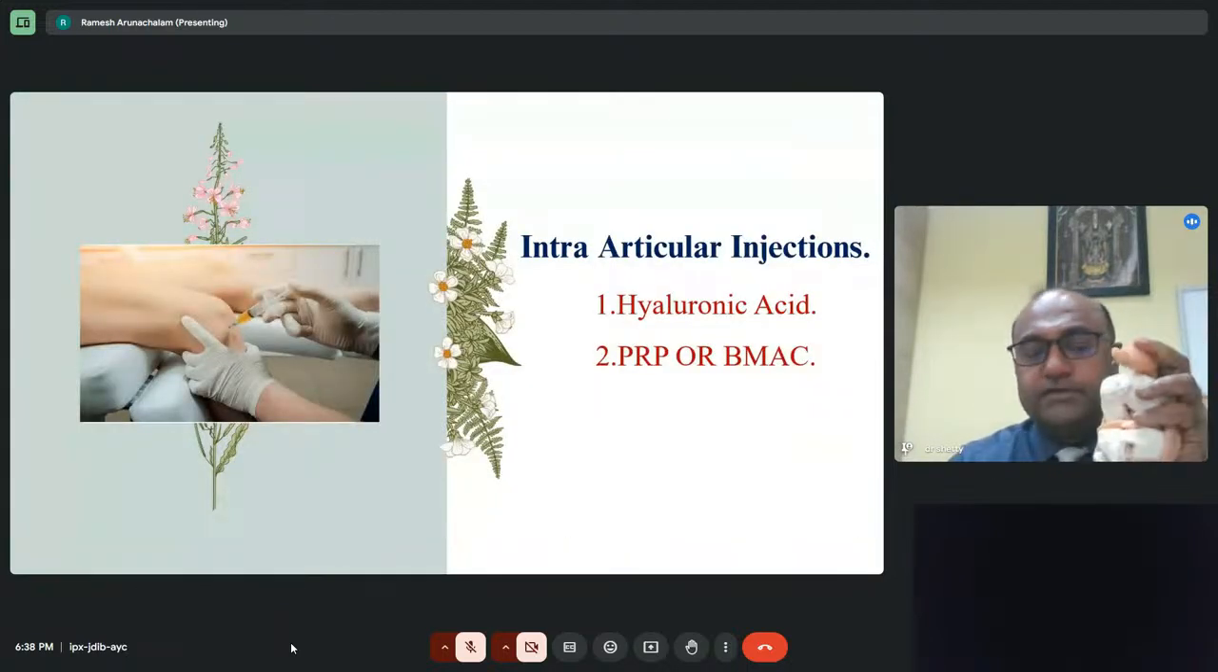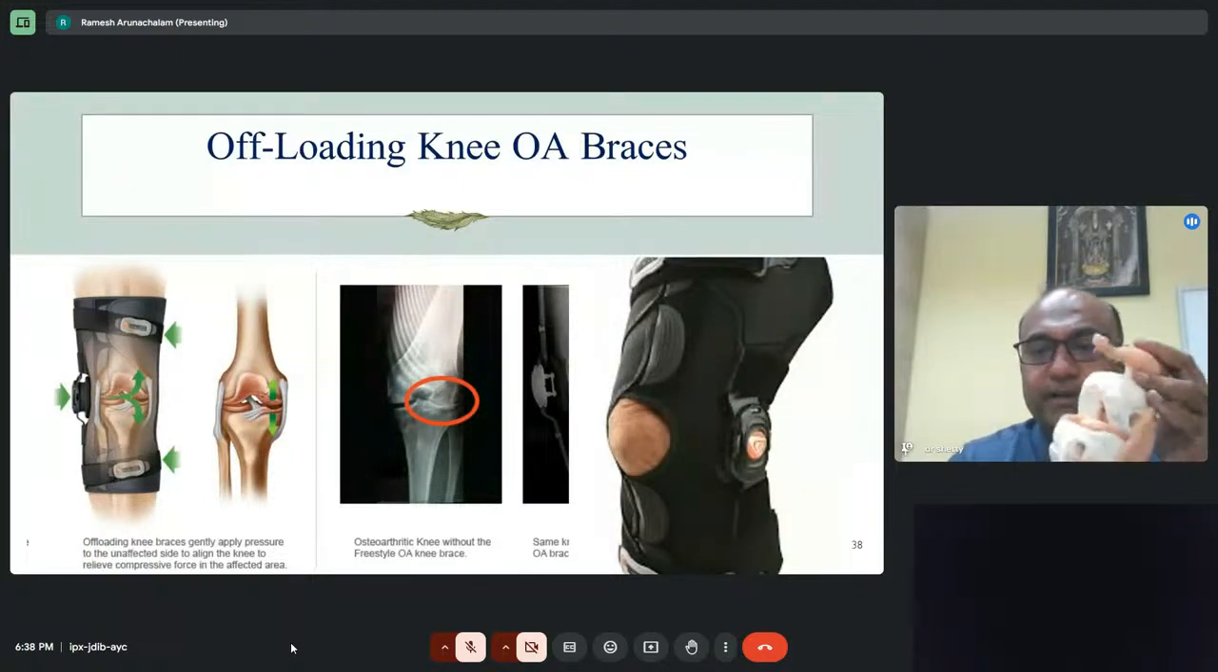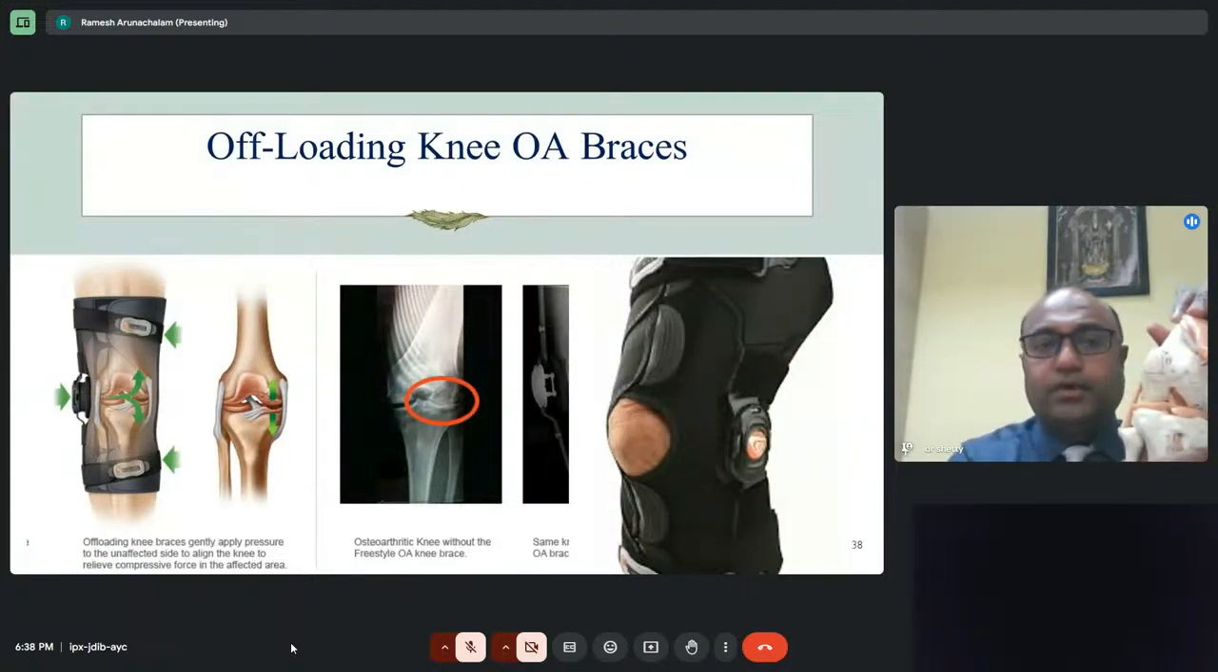And if you have a bend in the knee, there are special braces called offloading braces.